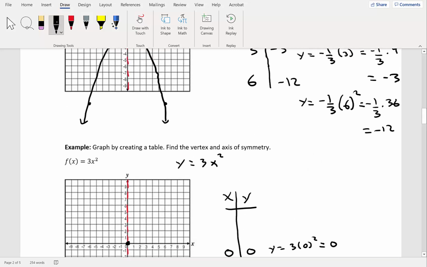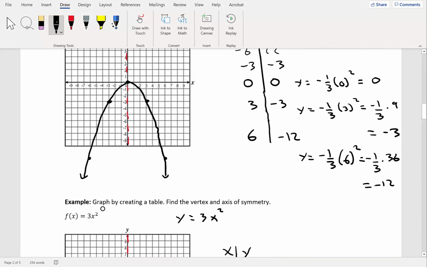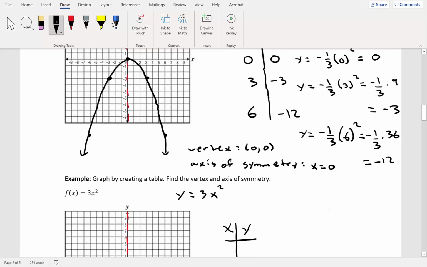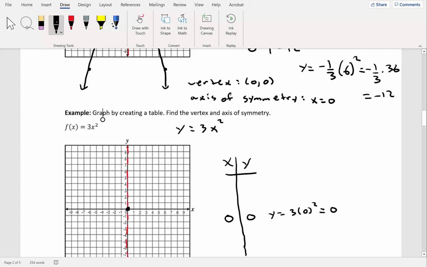Let's go back up to the previous problem real quick. Let's label our vertex. So our vertex has the coordinates 0, 0. And then our axis of symmetry has the equation, remember since it's a vertical line, it's x equal to some number, and that number is x equals 0. Right. Now let's go back to the next example.